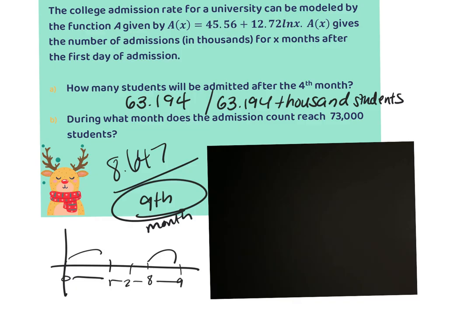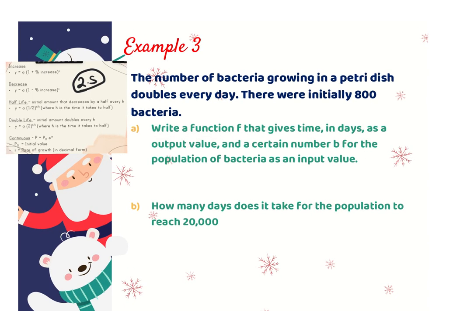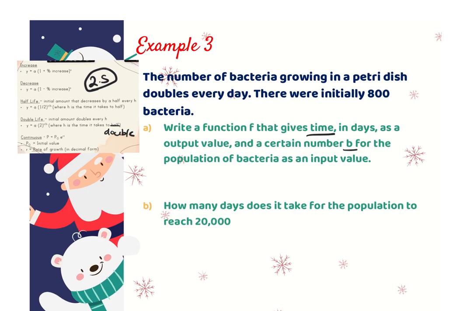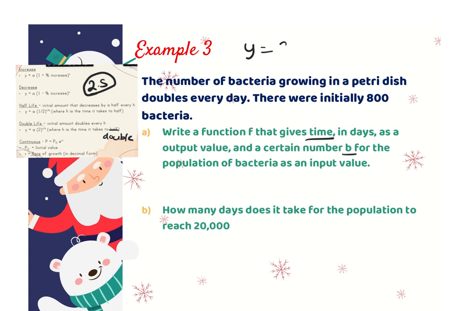Right. So it says write a function f that gives time in days as the output value and a certain number b for the population of bacteria as an input value. So typically when I find my double life, this would be y equals a times 2 to the t over h. What is the input on these? On my double life? The t, which means my input is time. What is the output? Y. It would be, in this case, what? The amount of bacteria.